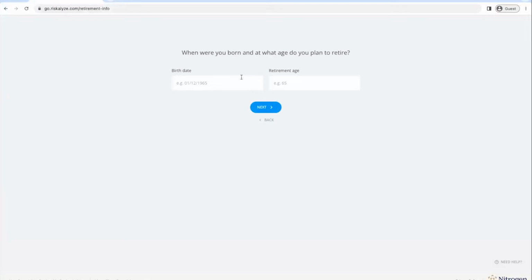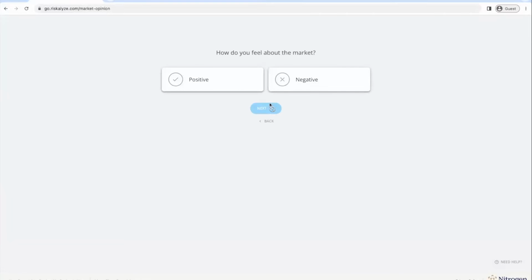When were you born, and at what age do you plan to retire? Again, this screen is not required. Certainly feel free to put information in here, but it's not a requirement to go through the actual risk assessment. There are two questions here that are more for conversation. They do not affect the risk score itself. But what we've found is that through a lot of conversation, when we walk people through this tool directly, it impacts the conversation, not so much the risk score.